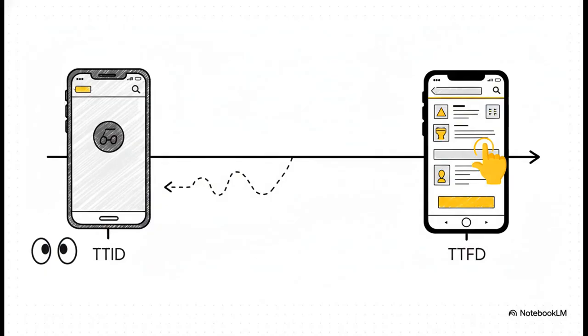So this slide here reveals our two most important clues, TTID and TTFD. Time to initial display, or TTID, that's the very first moment the user sees anything at all, maybe a splash screen or a loading spinner. But the real story, the one we care about, is told by TTFD, time to fully drawn. That's the moment the app is actually interactive and usable. One measures perception, the other measures function.